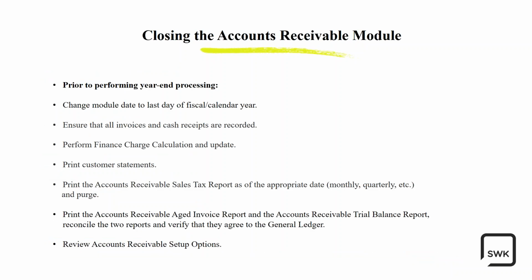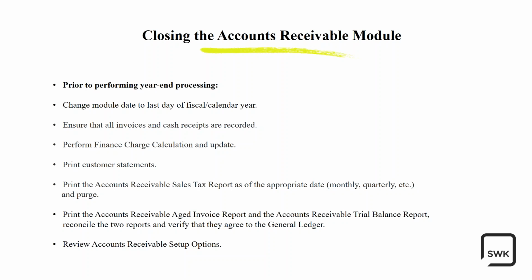Moving on to accounts receivable, we want to make sure that the module date is set, invoices and cash receipts are all recorded, that if you do finance charge calculations, those are processed and updated, and any customer statements are printed. If you use sales tax reporting, you need to do that for the month or quarterly and purge. You also want to print your aged invoice report and accounts receivable trial balance report, reconcile those two together, and make sure that they agree to the general ledger.